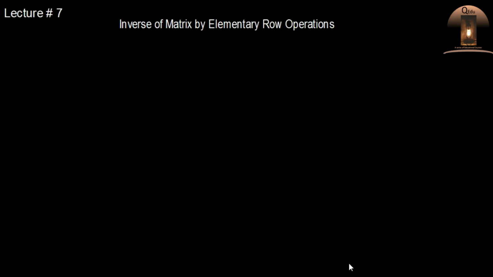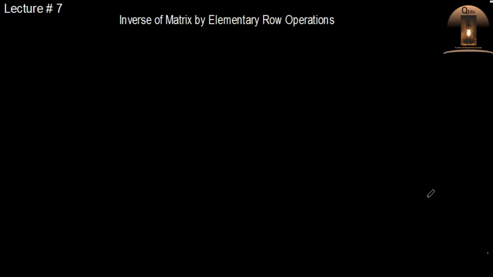Assalamu alaikum. Dear students, this is lecture number 7 of the series Linear Algebra and Analytical Geometry. The topic of this lecture is inverse of a matrix by elementary row operation. But before going to this topic, let us see what we have discussed in our previous lectures.